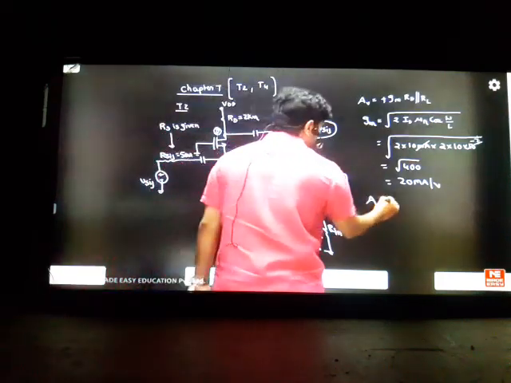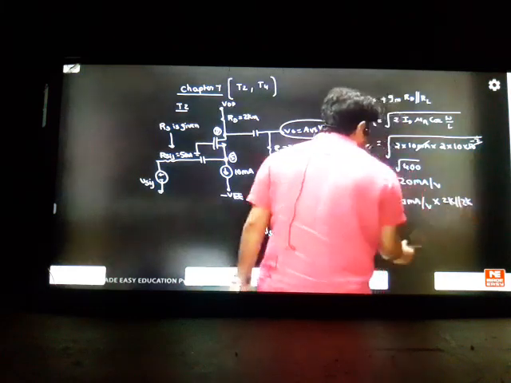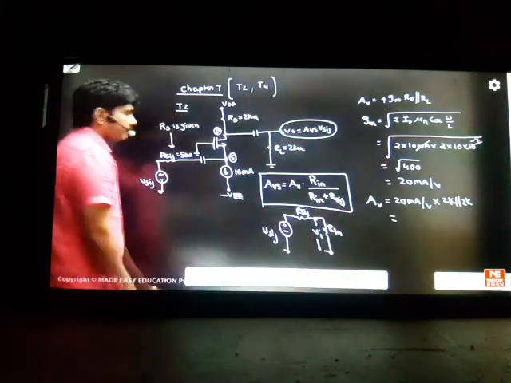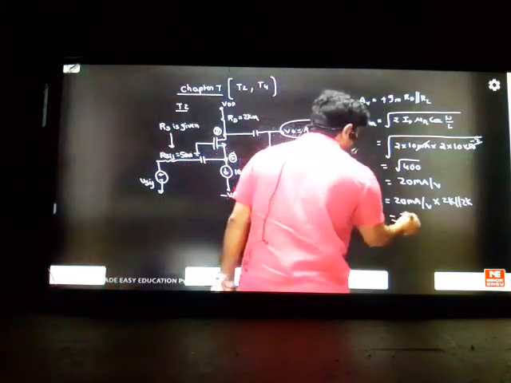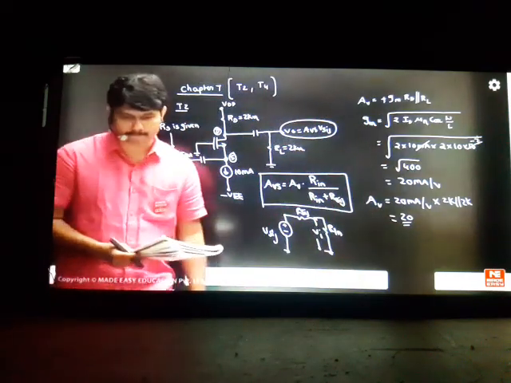So what is the gain formula? It is 20 milliampere per volt into RT, which is 2K parallel to 2K. So it will become 1K. 1K into 20. The answer is 20. So AV formula we are getting 20. AV is coming to be 20.